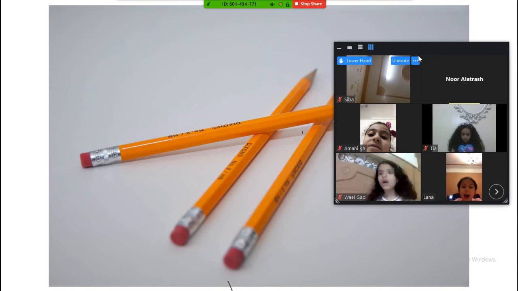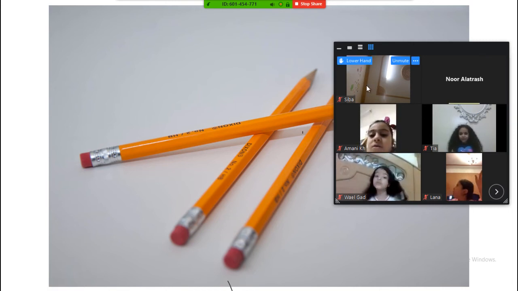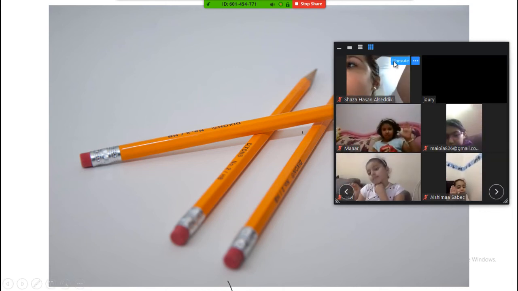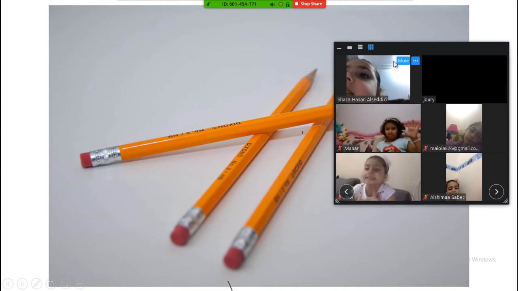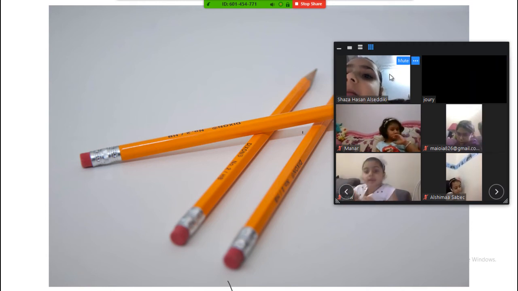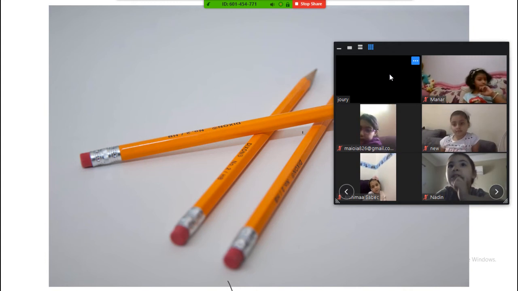It's spreading all over the place. Now, who can tell me what the matter is in this shape? Maria. Ready, Maria? What kind of matter is here? Solid. A solid. What is this in the picture? Pencil. A pencil. Wonderful. Does it have its own shape? Yes. Does it change shape when you move it around? No. It doesn't change shape.